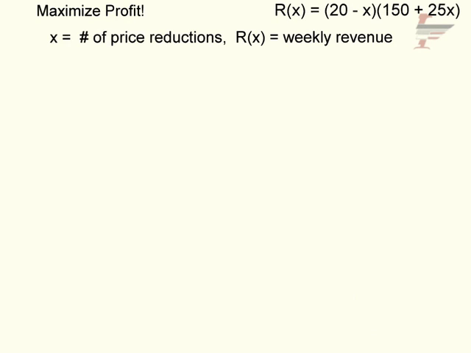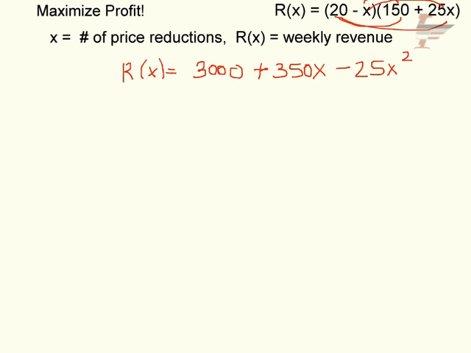Okay, you can also FOIL this equation out. If you don't enjoy x-intercept form, you can FOIL it out. So if I FOIL this, 20 times 150 is 3,000. 20 times 25x minus 150x, I'm going to do that all in one step, so that's going to be plus 350x, and then a negative x times 25x is minus 25x squared. And if you want to put that all in standard form, no problem.